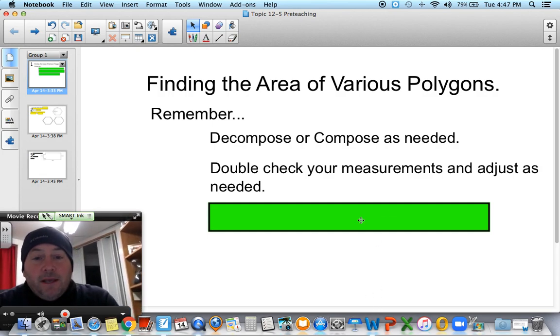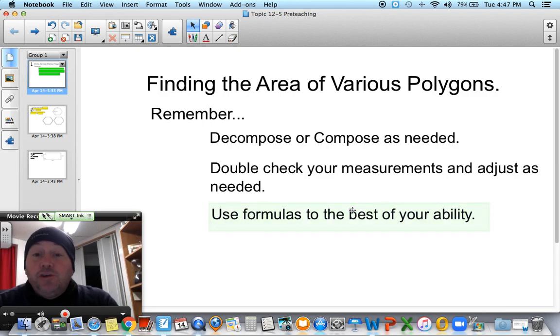Next, use your formulas to the best of your ability. If you decompose something, you're probably going to have to use a certain type of formula, or even if you compose it. So make sure you recall the basic formulas for finding the area of a rectangle, the area of a triangle, and, as we learned in the last lesson, the area of a trapezoid.